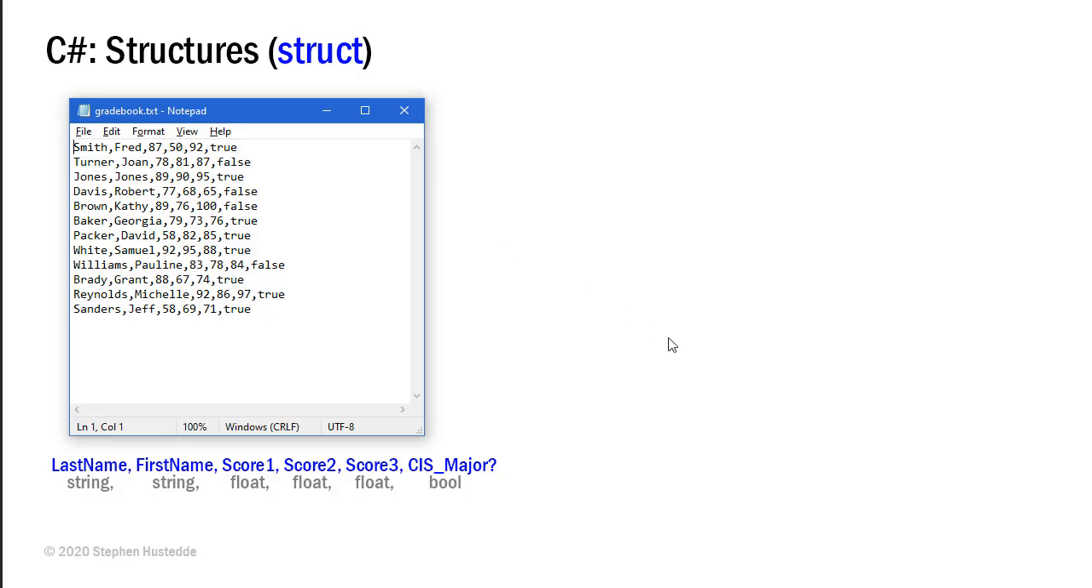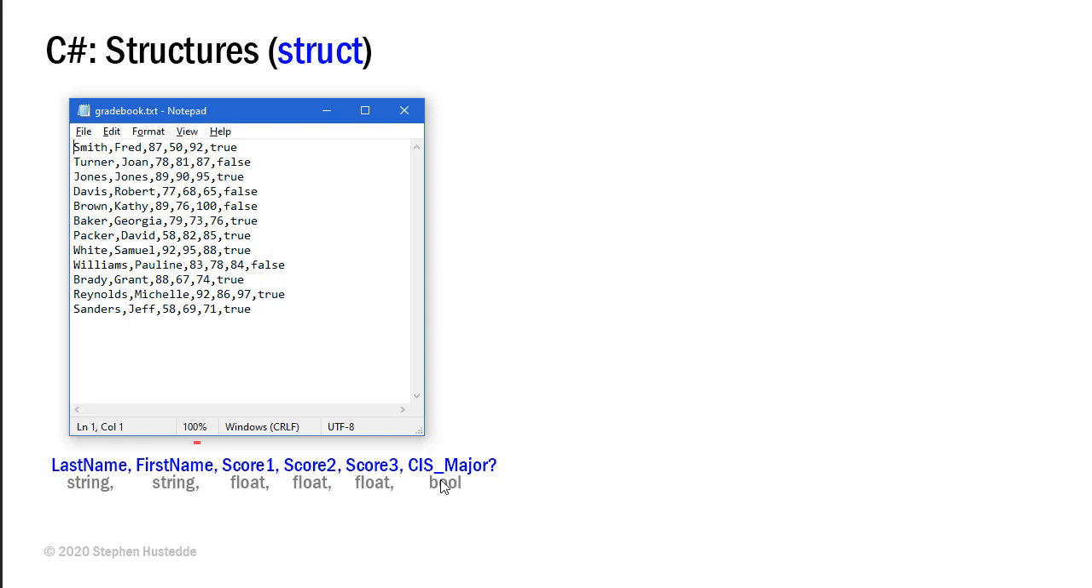The drawbacks to arrays and other collections, even ArrayList and List, are that you're limited to working with one data type through all the elements. And oftentimes we have data that contains different types of data. In this case, you'll see a text file here that has some names, some numbers, and a true or false. The information represents a student's last name, their first name, the score on exam 1, score on exam 2, score on exam 3, and whether or not they are a CIS major.